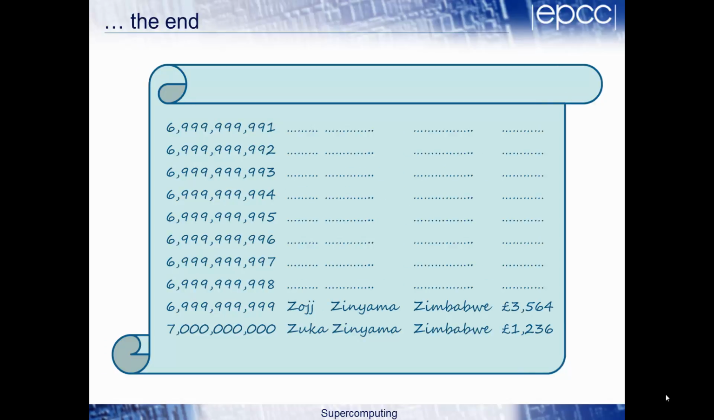And way down at the bottom, we're assuming there are 7 billion people in the world, which is a reasonable estimate. A couple of brothers from Zimbabwe, Zoj and Zuke Zinyama, who run a successful garage and motor repair business, earning £3,500 and £1,000 each.